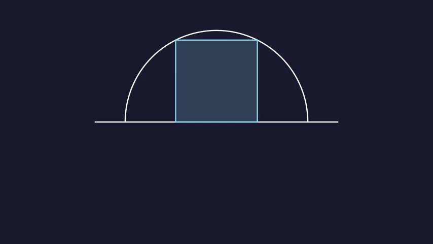Imagine a perfectly smooth semicircle resting on a flat horizontal line. We know the radius of this semicircle is exactly 10 units. Now, picture a square placed inside this shape. The bottom edge of the square sits flat on the diameter of the semicircle, and the top two corners just barely touch the curved arc. Our goal is to calculate the precise area of this inscribed square.